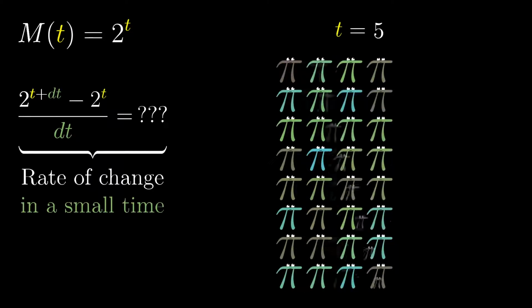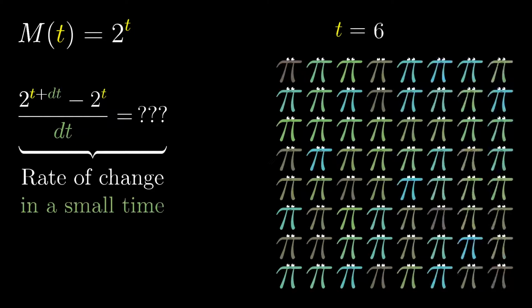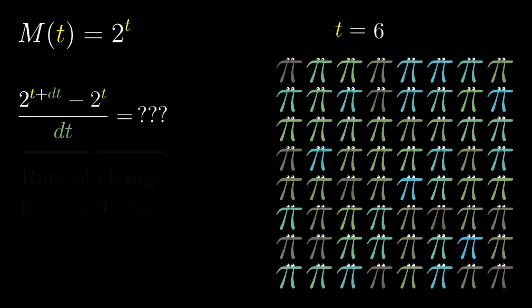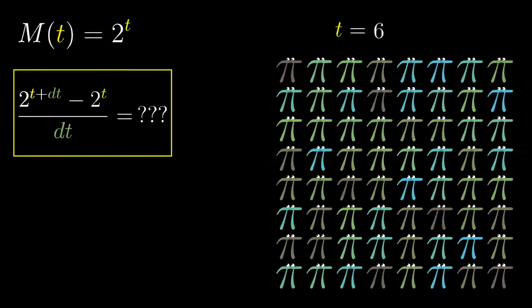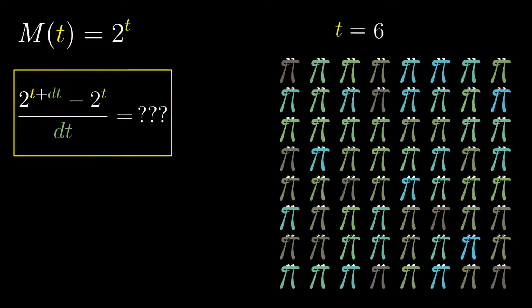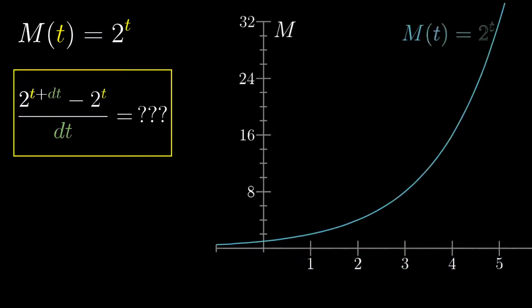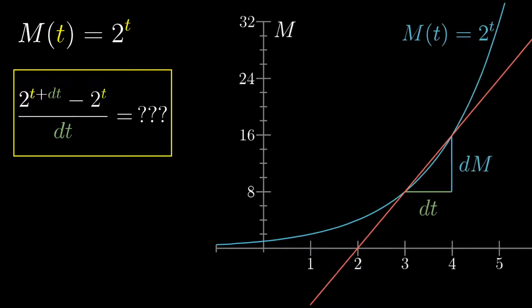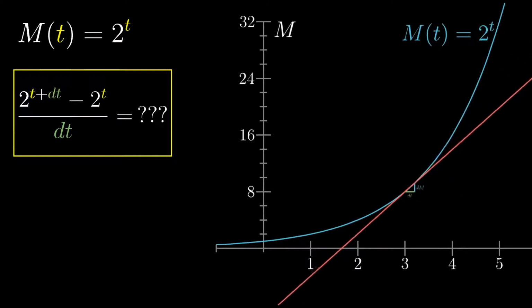More abstractly, for a tiny change in time, dt, we want to understand the difference between 2 to the t plus dt and 2 to the t, all divided by dt. The change in the function per unit time, but now we're looking very narrowly around a given point in time, rather than over the course of a full day.